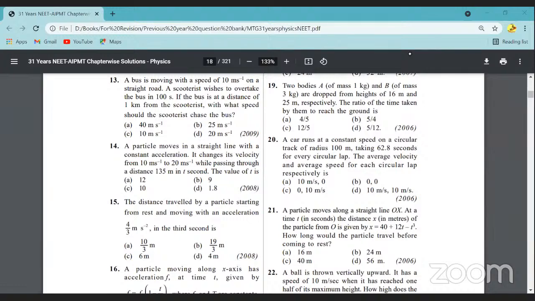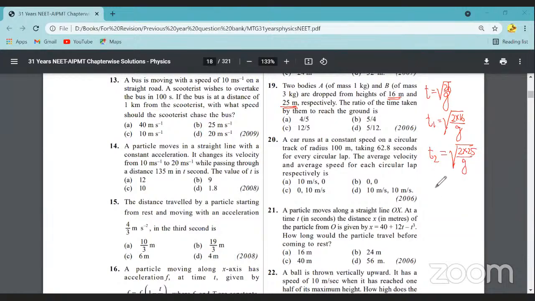Okay, let's solve question 19. We know the time formula: root over 2h by g. It doesn't matter whether the body is 1 kg or 3 kg. The first body is falling from height 16, so t1 will be root over 2 into 16 by g. And t2, falling from 25, will be root over 2 into 25 by g.